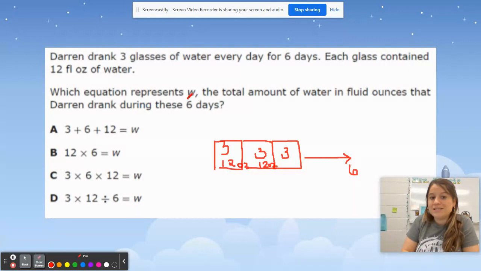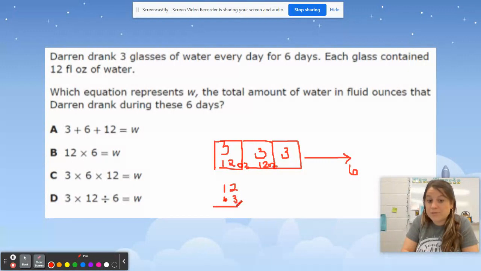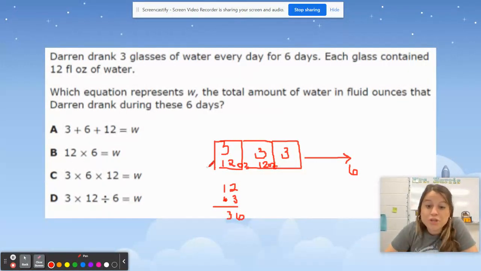Which equation represents W, the total amount of water in fluid ounces, that Darren drank during these 6 days? So I know how much he drank in one day, right? It was 3 glasses. How many ounces? Well, each glass had 12 ounces. So to find out just this one day, I'm going to have to do 12 times 3. That'll tell me how many ounces total that day. It's going to give me 36. Okay, but I may not have had to do all that math. I'm looking for the equation. So how did I start? I started out 12 times 3, right? Okay. 12 times 3 here.